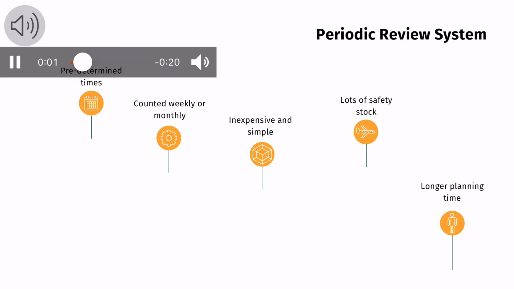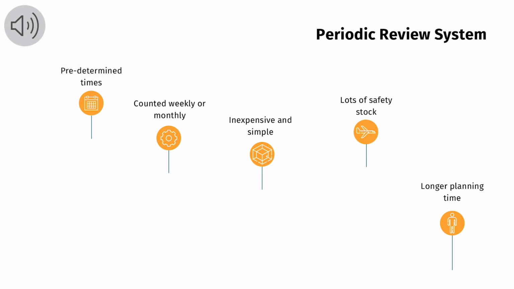When referring to the periodic review system, the inventory has predetermined times, like counting inventory at the end of each month. It is inexpensive and simple to manage because counting takes place routinely. However, a higher level of safety stock is required to buffer against the level of uncertainty in demand over the longer planning horizon.